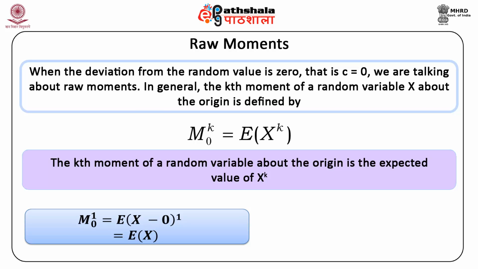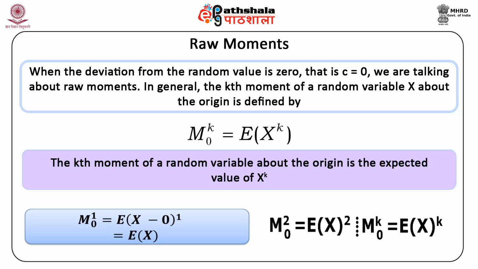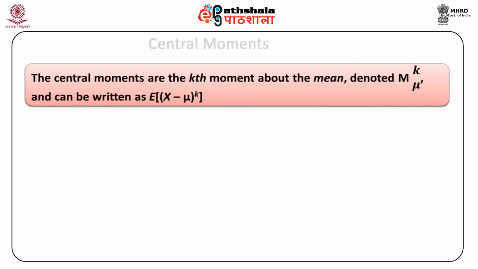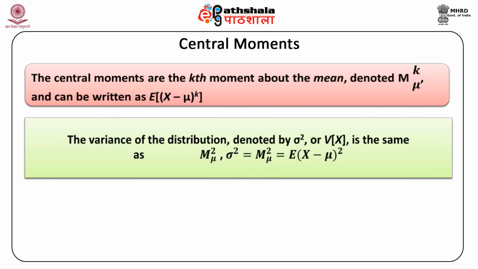Similarly, extending further, M_0^2 is equal to E[X^2], and M_0^k is equal to E[X^k]. Central moments. The central moments are the kth moment about the mean, denoted by mu_k, and can be written as E[(X - mu)^k]. Through central moments, we can calculate many important measures in statistics, which is explained below. First, the variance of the distribution, denoted by sigma squared or V(X), is the same as mu_2. Sigma squared is equal to mu_2, which is equal to E[(X - mu)^2].